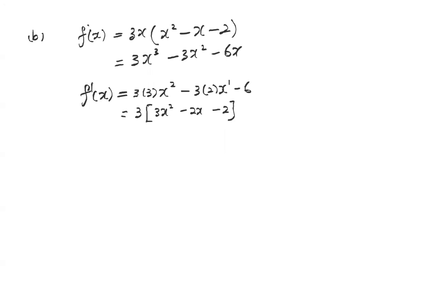Yep. So in this case, they want f prime x equal to 0. So you equate it to 0. So 3 cannot be 0. Therefore 3x squared minus 2x minus 2 equals 0. So those of you who have a graphic calculator, correct? A scientific calculator whereby you can find the exact value, then you don't have to use the formula.